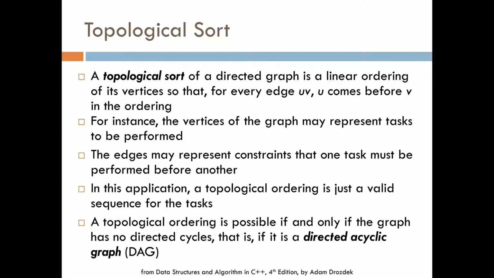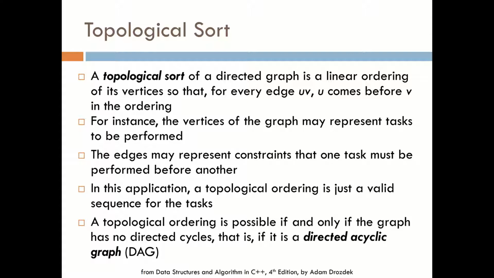A topological sort is an ordering of the vertices in a directed graph such that for every edge between two vertices u and v, u comes before v in the ordering.